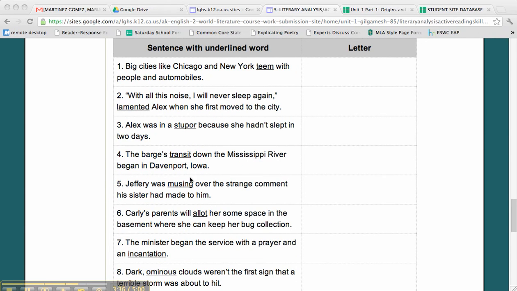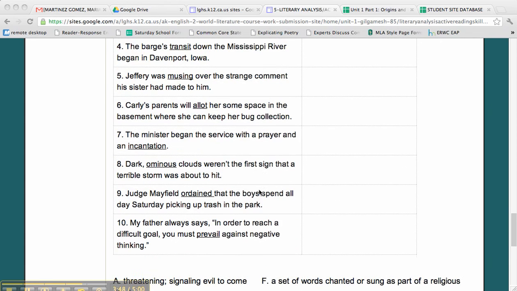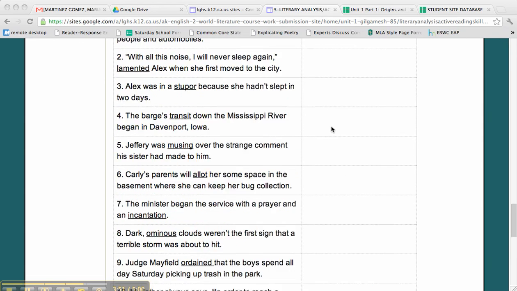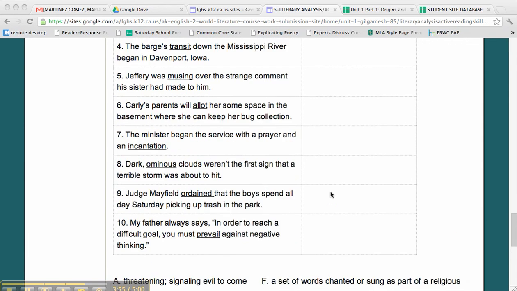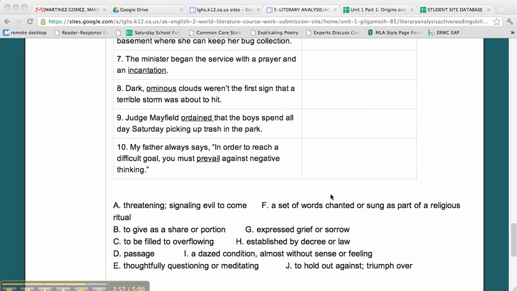So basically, you're doing it through context clues, kind of like what we did in our vocabulary example sentences activity when we started our study of vocabulary. Just look at the word, see how it's used in context, see which definition it fits, and just write that letter right here down the side. That's about it. I'm trying to think if there's anything else, any follow-ups.